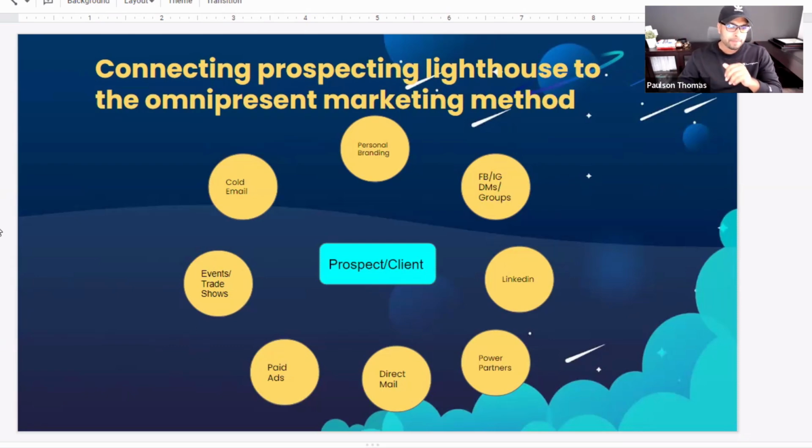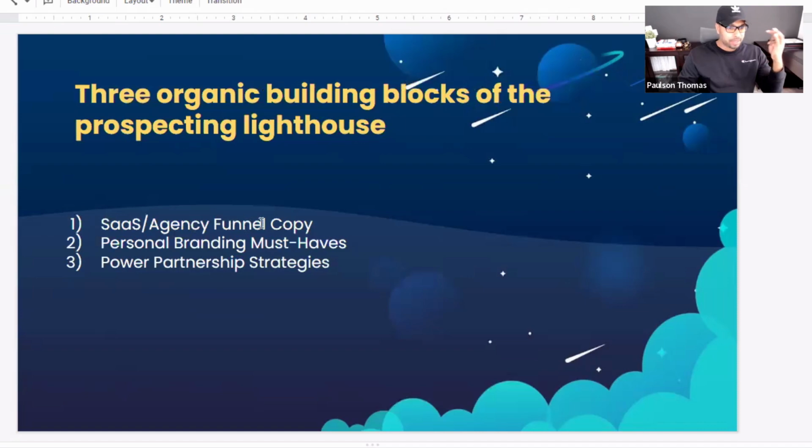But ultimately, remember, cold email gets launched first. Then your SaaS funnel has to happen next. Then your personal branding stuff. If you don't feel comfortable mixing personal and business together, set up a second profile in all those areas that's relevant to the industry. The next thing you do is, as soon as you start getting small wins, turn all those small wins into power partnership opportunities. It's okay if you don't close them, but you want to expose them to the opportunity.